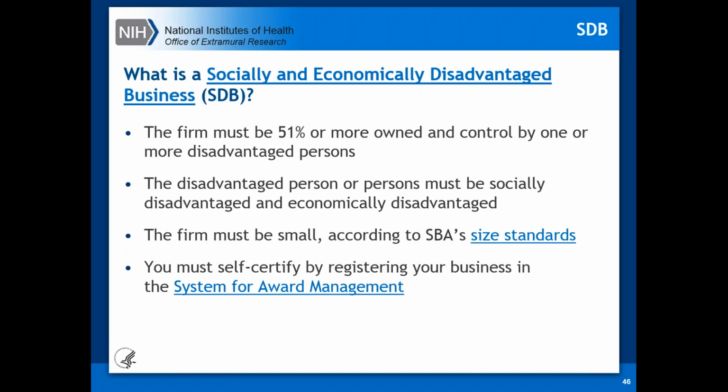There's also the socially and economically disadvantaged business. The firm must be 51% or more owned and controlled by one or more disadvantaged persons. The disadvantaged person or persons must be socially disadvantaged and economically disadvantaged. The firm, of course, must be small according to the SBA size standards and also self-certified by registering your business in the System for Award Management, in other words, SAM.gov.